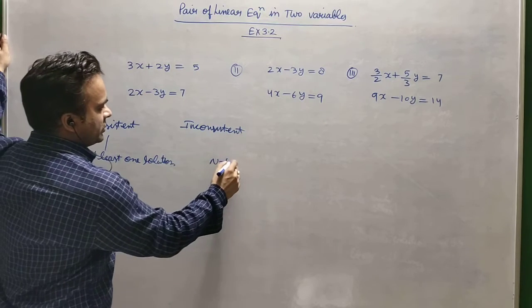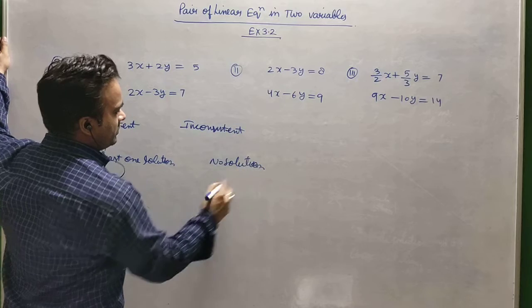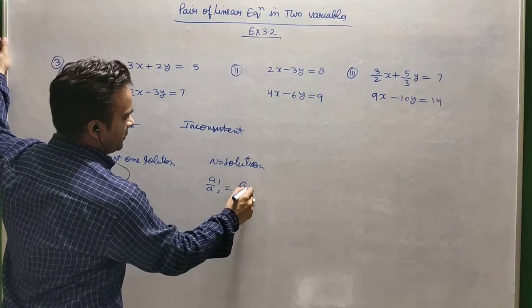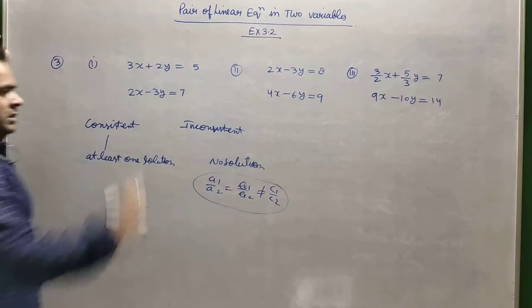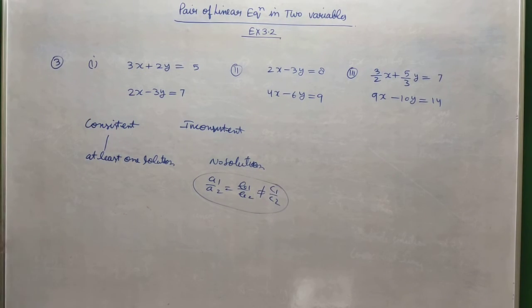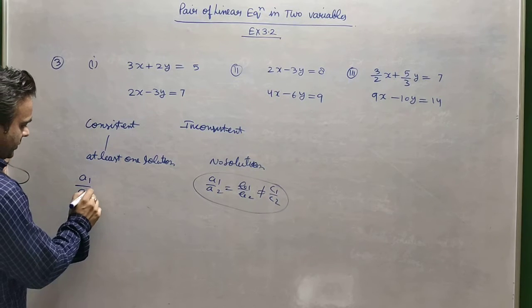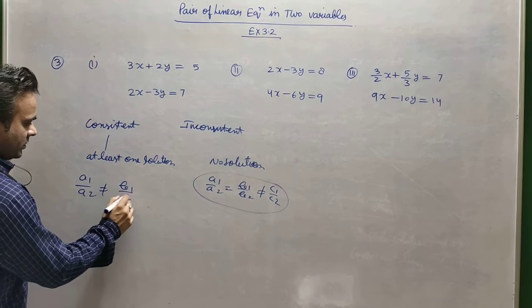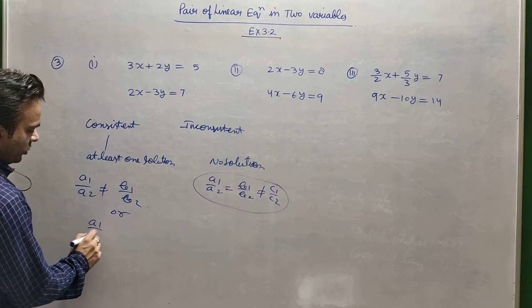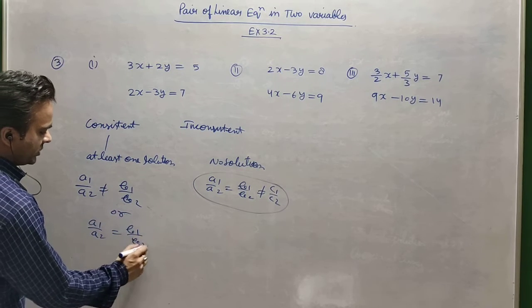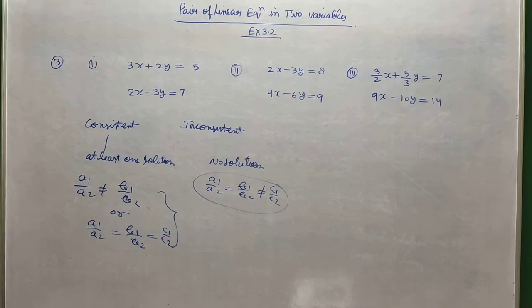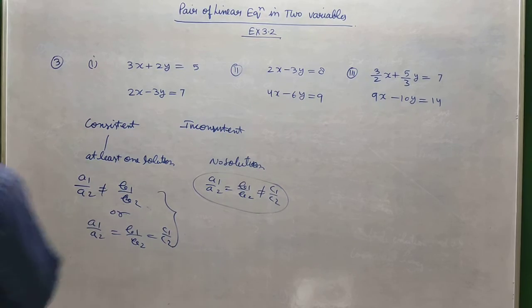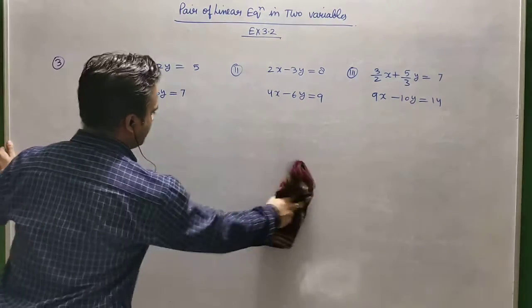And here no solution. So there is only one case for no solution. Which one? A1 upon A2 is equal to B1 upon B2 is not equal to C1 upon C2. If it is there, then we will say that it is inconsistent. If you are getting this one, or you are getting all three ratios equal, then for both cases we will say that yes, it is consistent, right? Now I am checking one by one for each case.